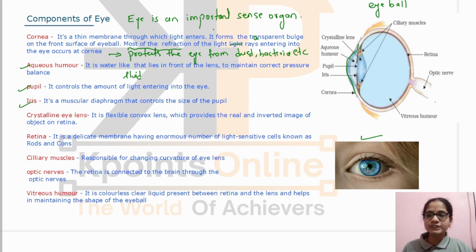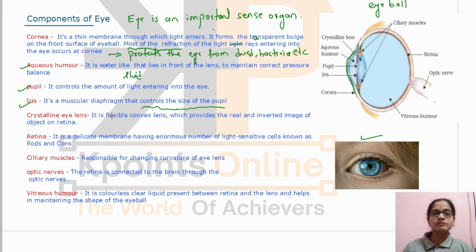The part which you are seeing here, the colored part of this eye, is called the iris. It's a muscular diaphragm. It will control the size of the pupil. The pupil will control the amount of light entering into our eyes, and this iris will control the size of the pupil. You have to note down the function of every one of these components of the eye.